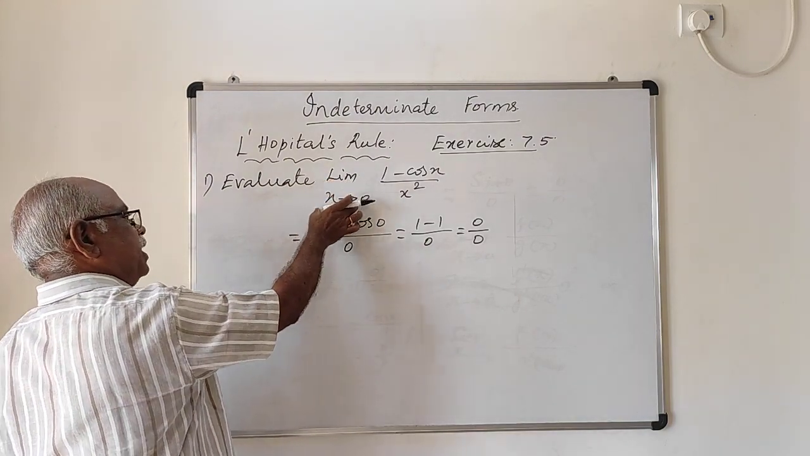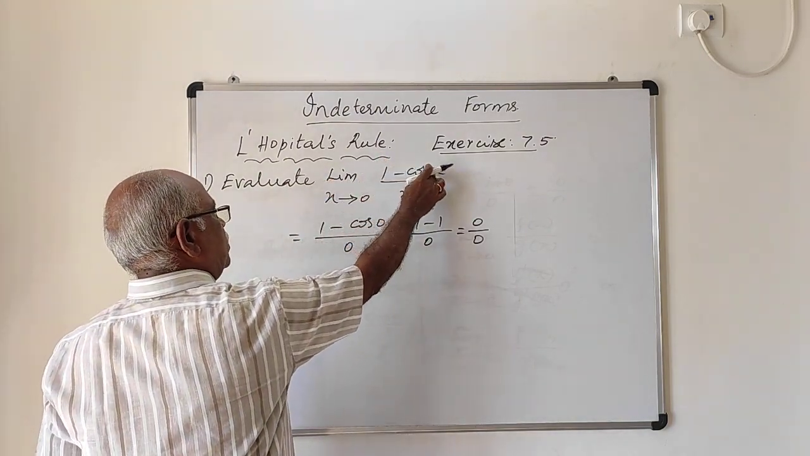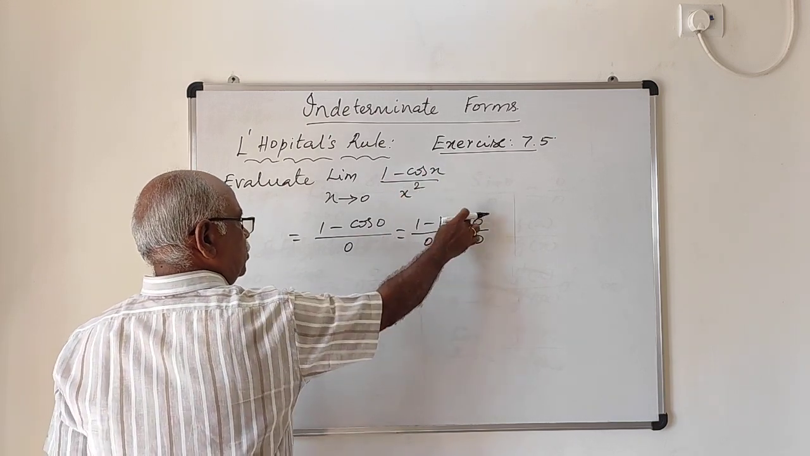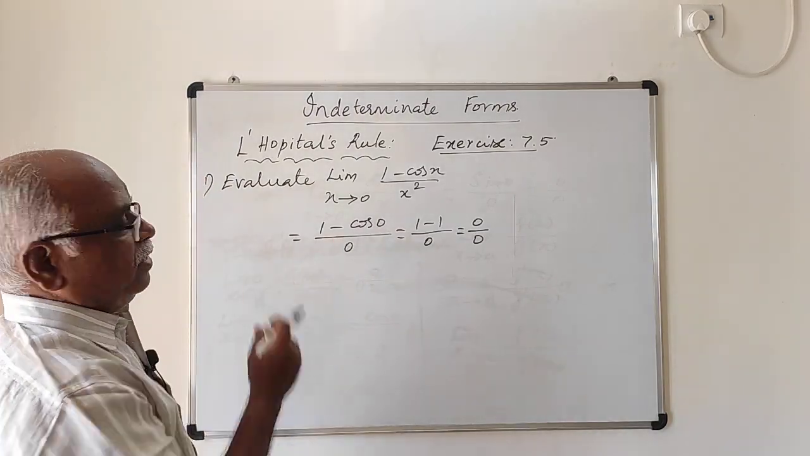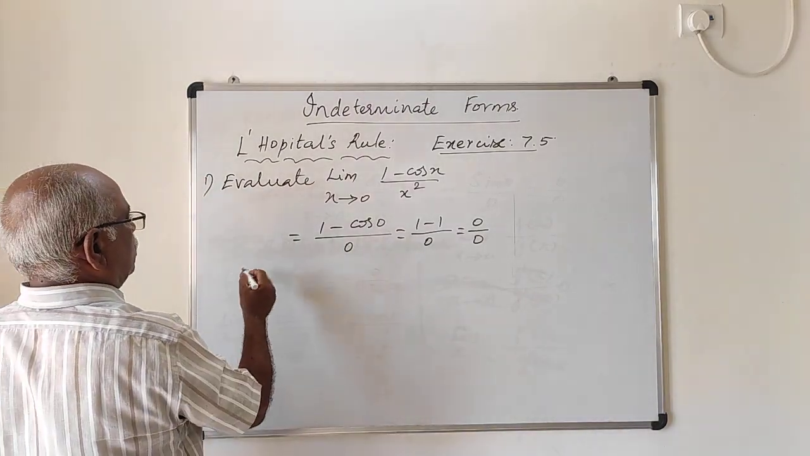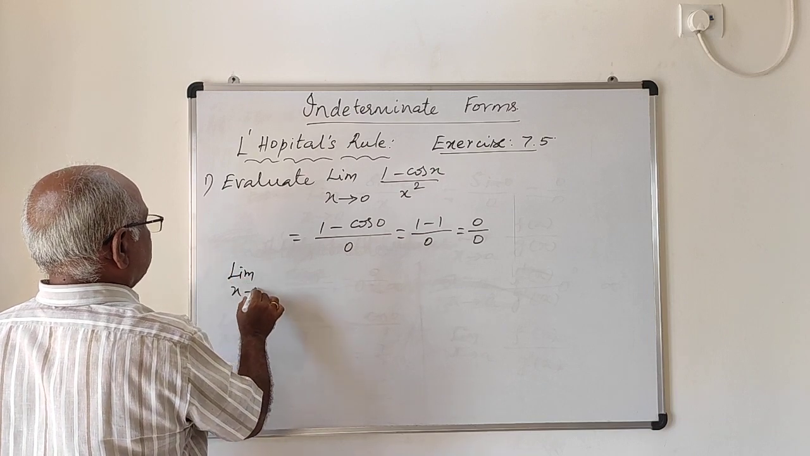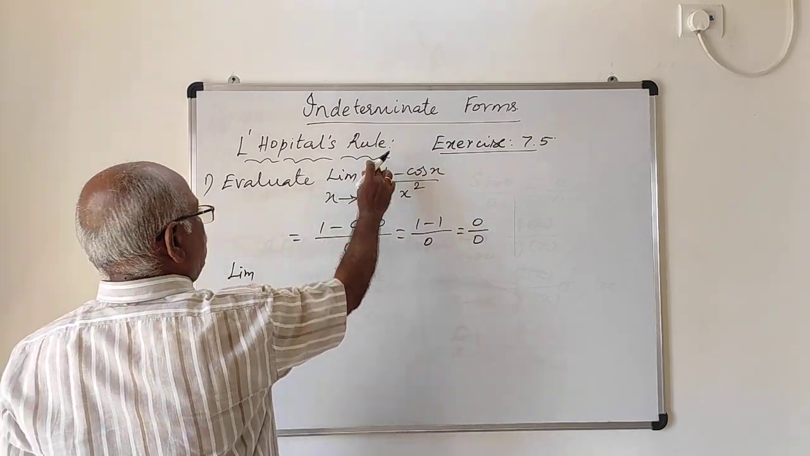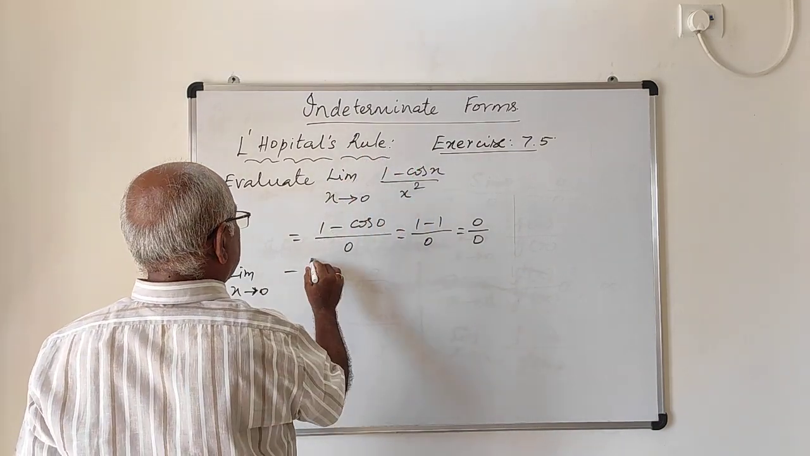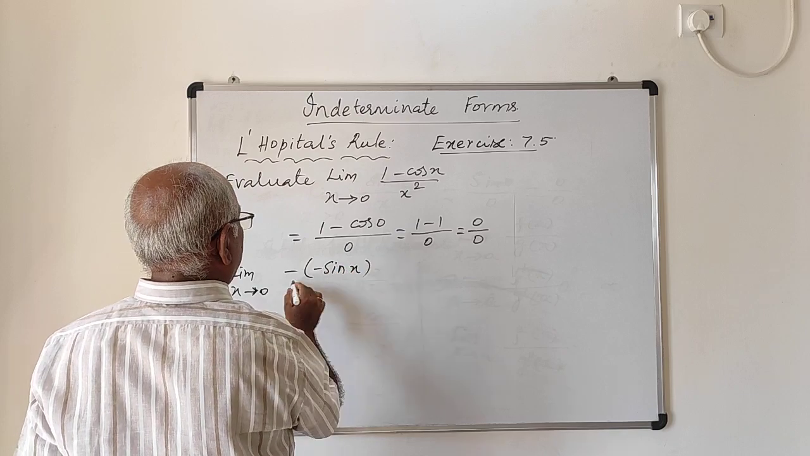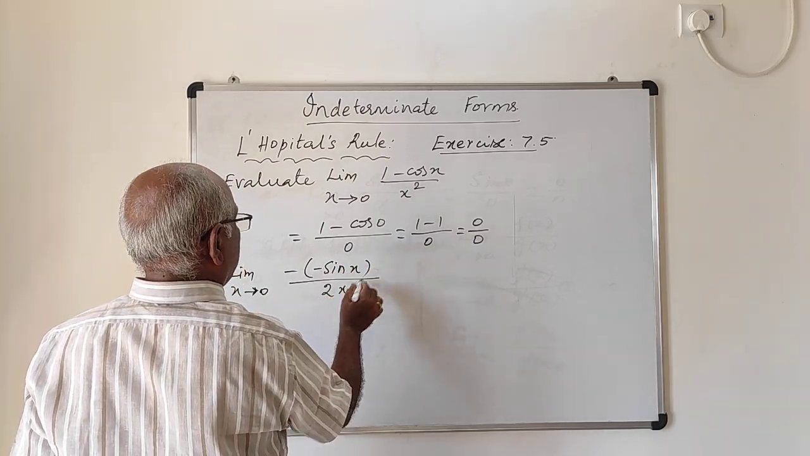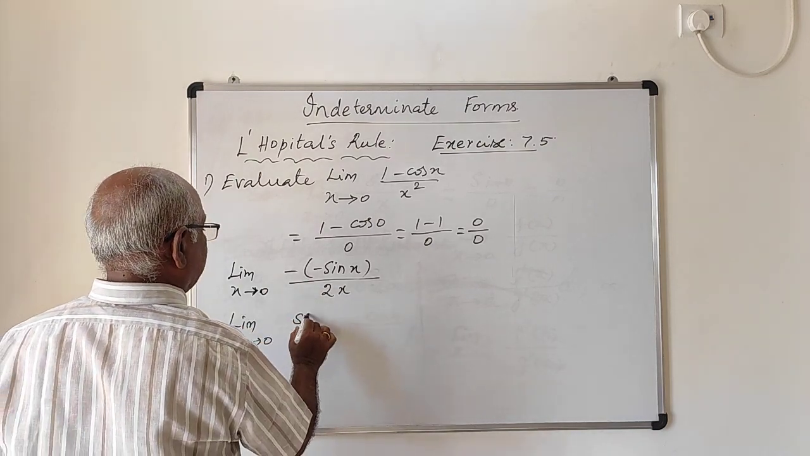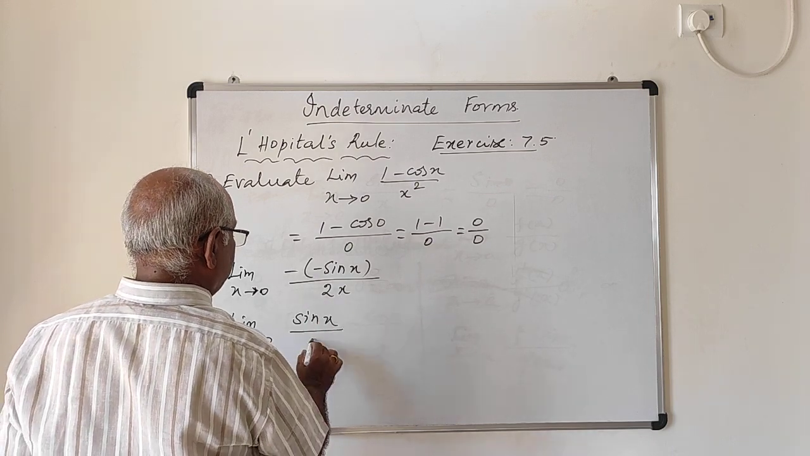If you apply the limit straight away to this problem, 1 minus cos 0 is 1, so 1 minus 1 is 0, and 0 square is 0. 0 by 0, you will get an indeterminate form. By L'Hopital's rule, limit x tends to 0, differentiating the numerator, derivative of 1 is 0, minus of derivative of cos x is plus sin x, by derivative of x square, which is 2x. Simplifying, limit x tends to 0, sin x by 2x.